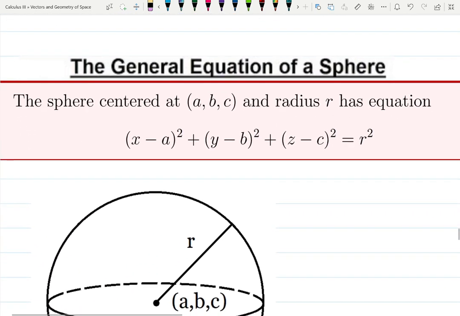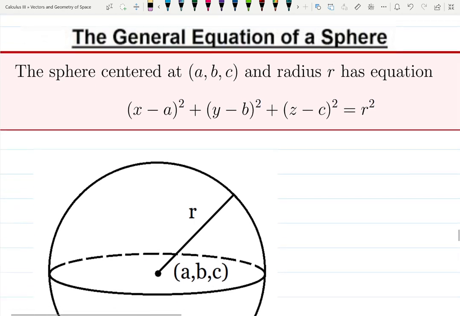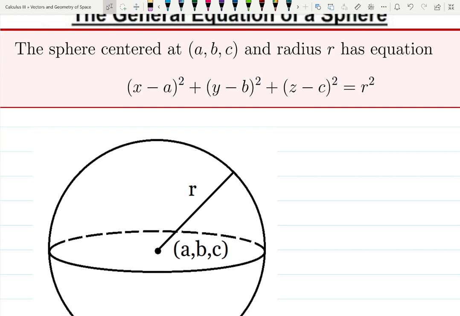General equation of a sphere. This used to be a circle, right? X minus a squared plus y minus b squared equals r squared. Used to be a circle. Now we're adding depth to it, or height, whatever you want to call it. Plus z minus c squared. That's a sphere centered at (a, b, c) with radius r. That's important.